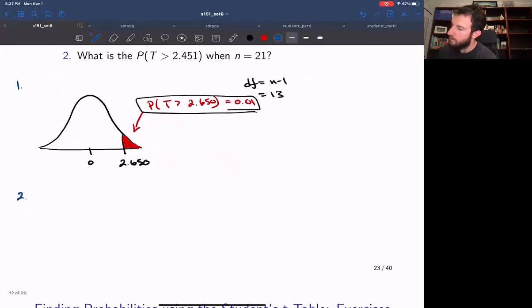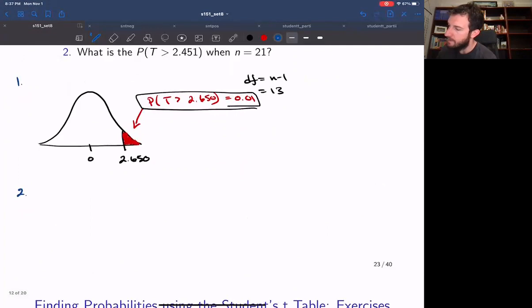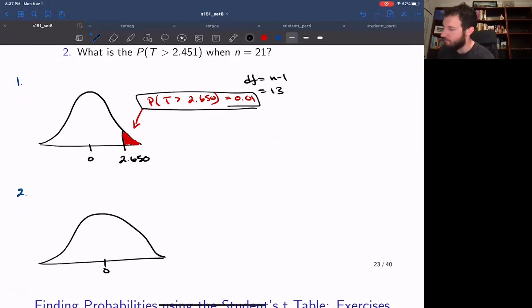Question 2, same idea. This is my really good student t curve. Here's 2.451. We want to know the probability that t is bigger than 2.451 when n is equal to 21. So df is n minus 1, which is 20. We're looking for this red shaded part here.